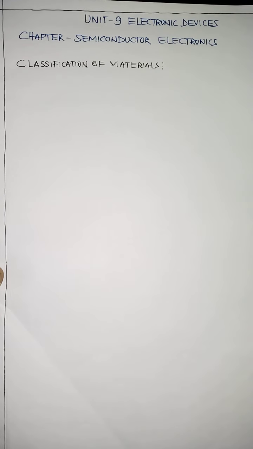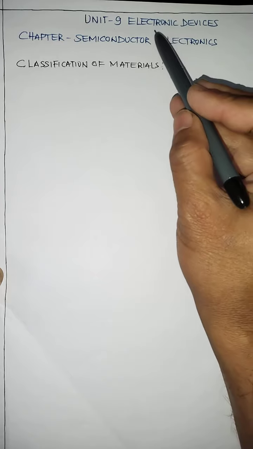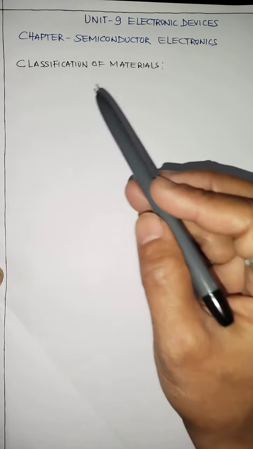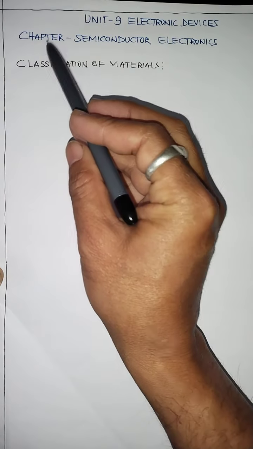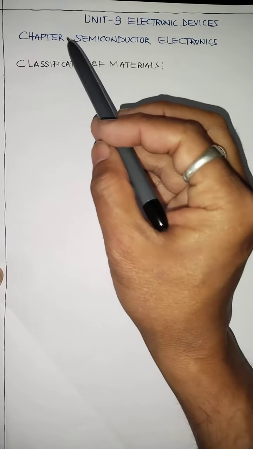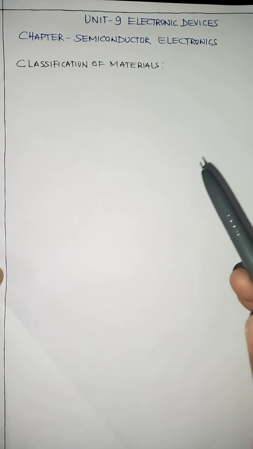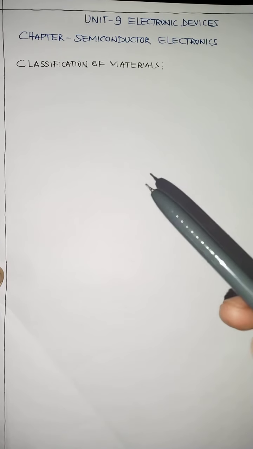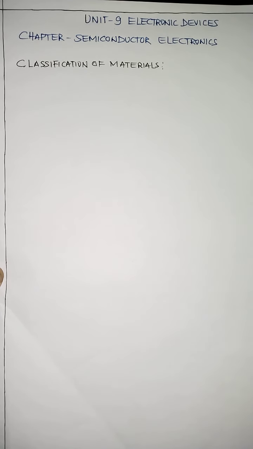Basically, in this unit there are two chapters that we deal with in detail, and unit number 9 is called electronic devices. The first chapter we do is called semiconductor electronics. As I said, as per the reduced syllabus we do only two chapters, and these chapters are not long. One is semiconductor devices, and after this we do the PN junction diode. These are the chapters that we deal with in unit number 9.